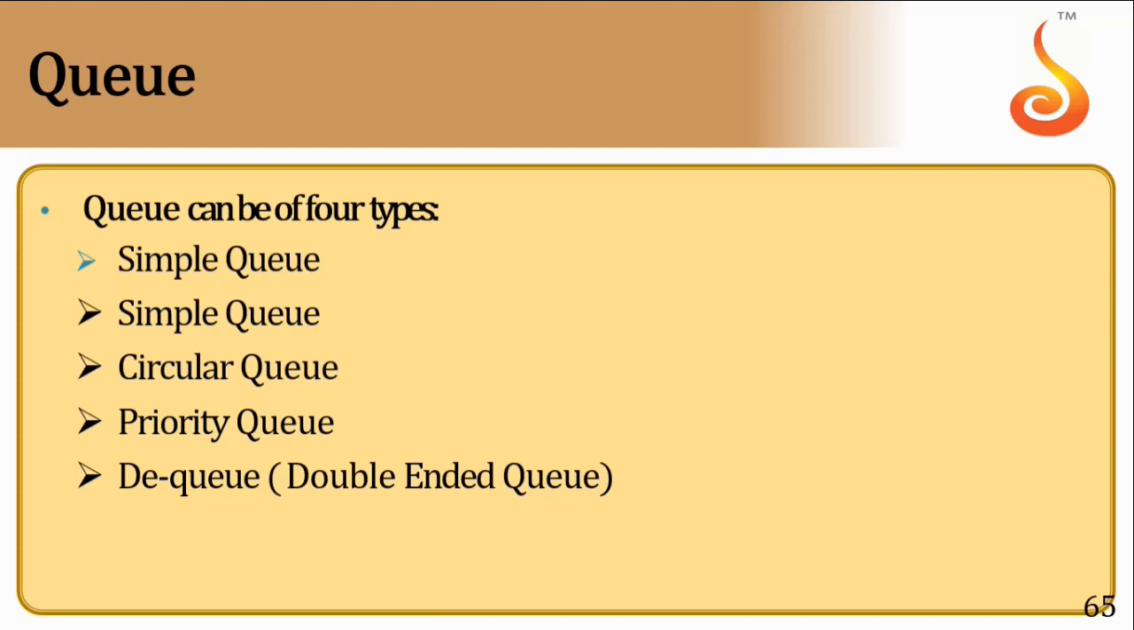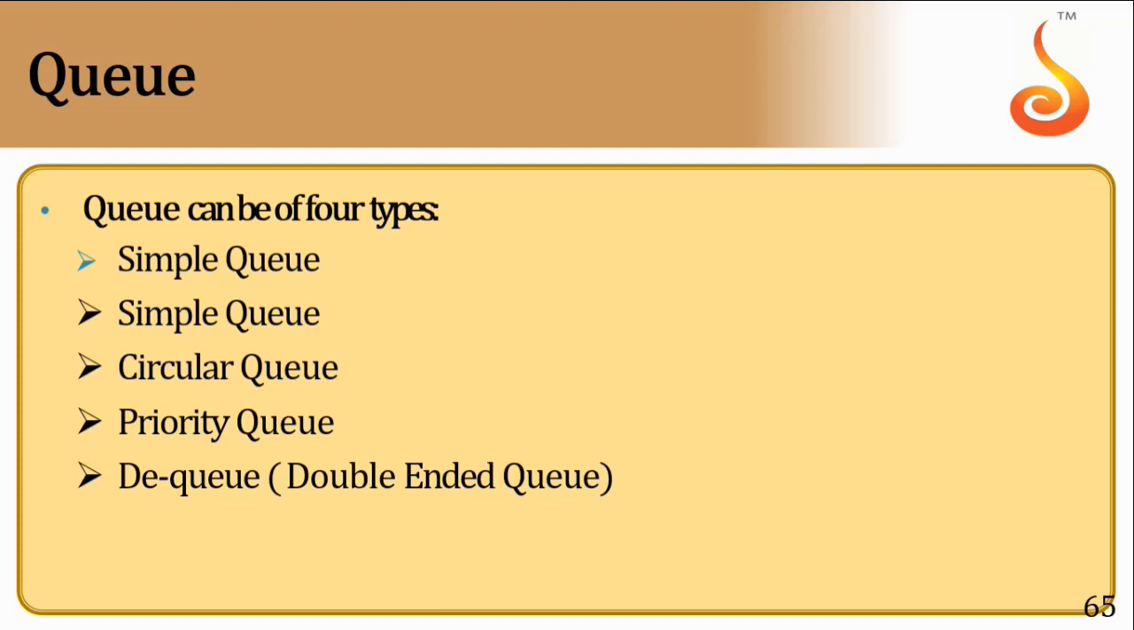So the different types of queues are simple queue, circular queue, priority queue, and DQ, that is double ended queue. Don't get confused between DQ as an operation, which is deleting an element from a queue, or double ended queue. Double ended queue is nothing but a type of queue.